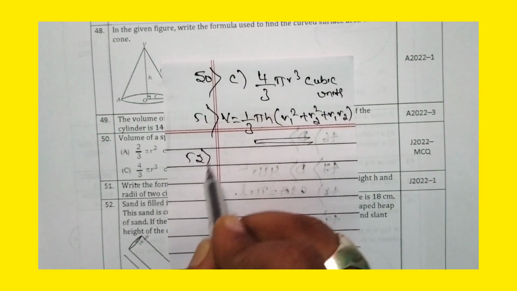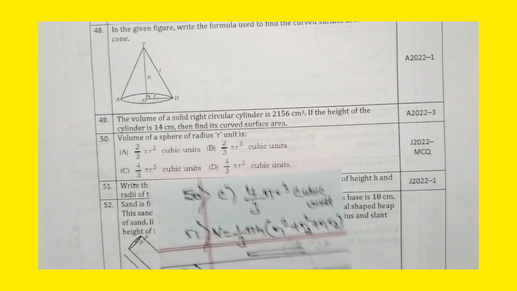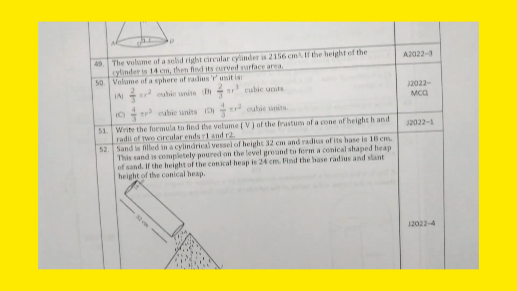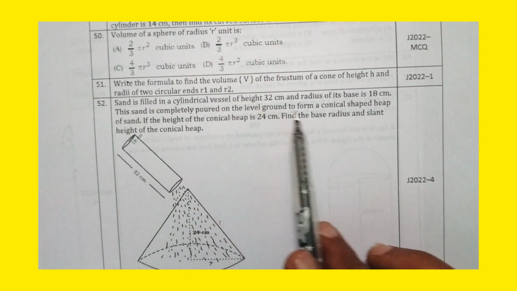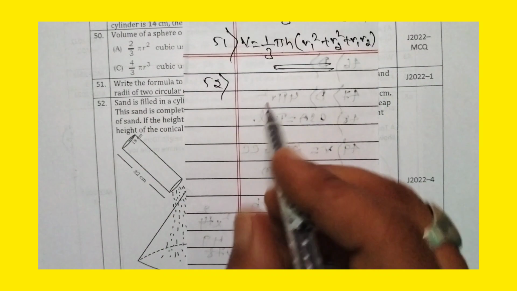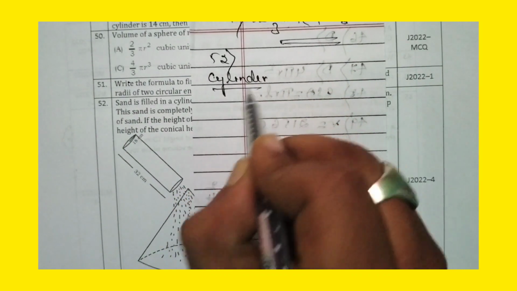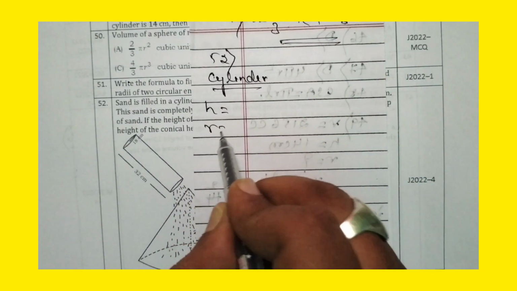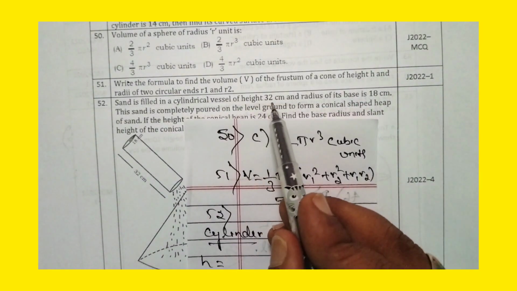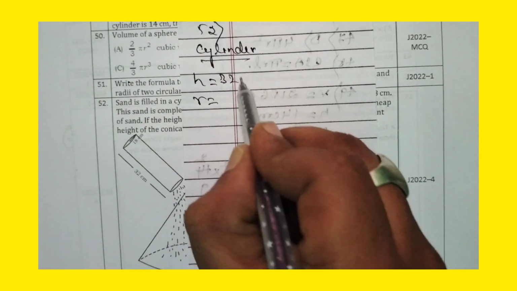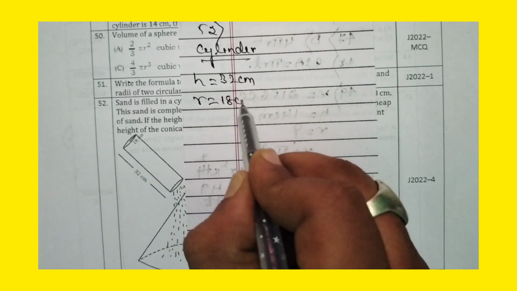Now let us move to the 52nd question. The 52nd question is, sand is filled in a cylindrical vessel of height 32 centimeter and radius of its base is 18 centimeter. First, for the cylinder that is given, let us write the radius and height. So cylindrical vessel height is 32 and radius is 18. Height is 32 centimeter and radius is 18 centimeter.